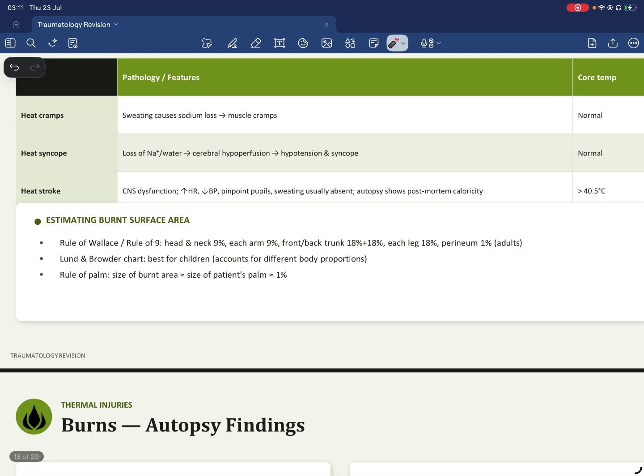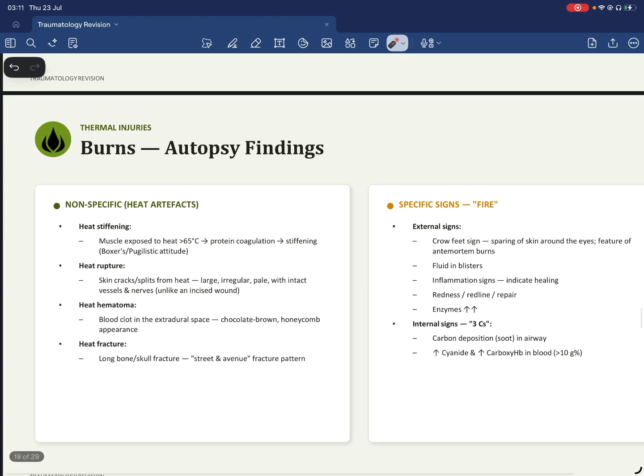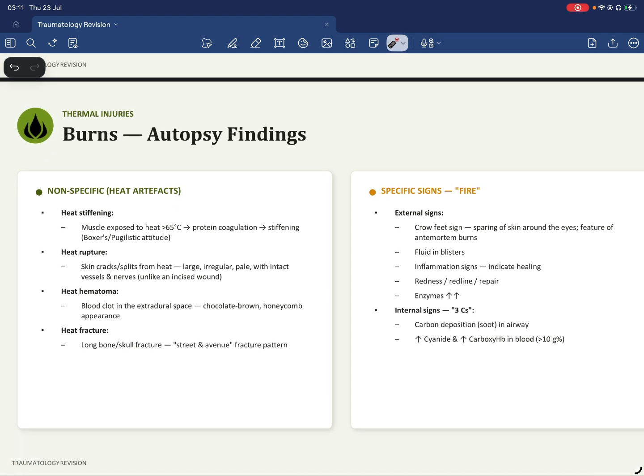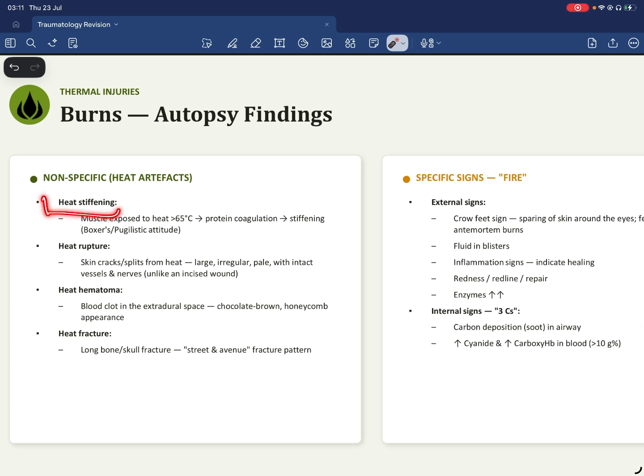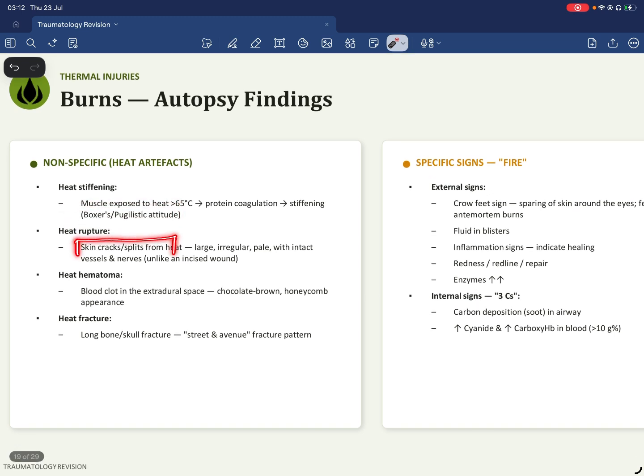Burn surface area can be measured using the rule of Wallace, Lund and Browder chart, and rule of palm. Autopsy findings seen in burns: we have heat stiffening, due to coagulation of muscle protein leading to stiffening, seen as boxer or pugilistic attitude of the dead body. Rupture: we have skin cracks or splits from the heat. They may mimic an incised wound.